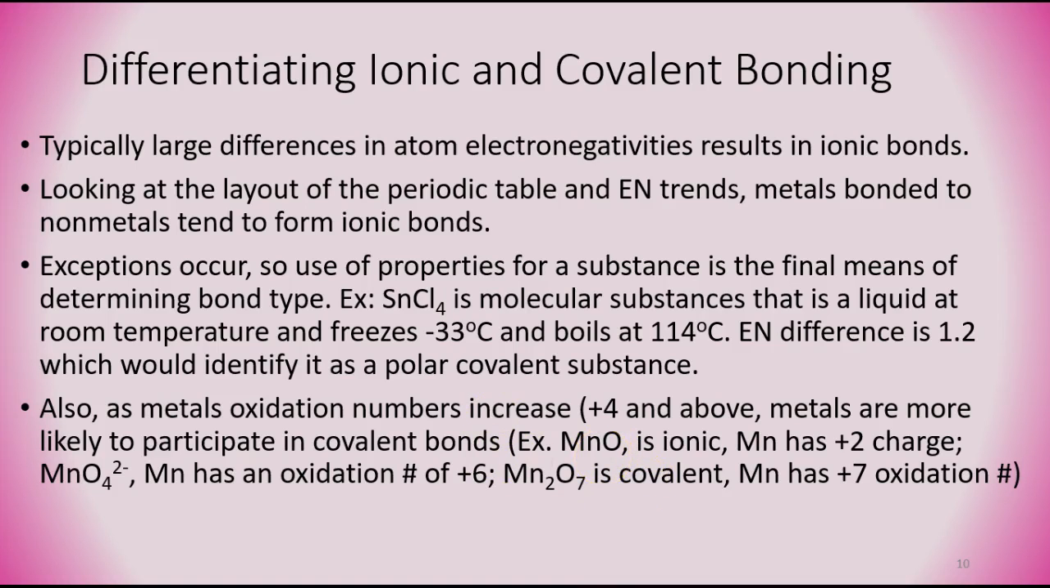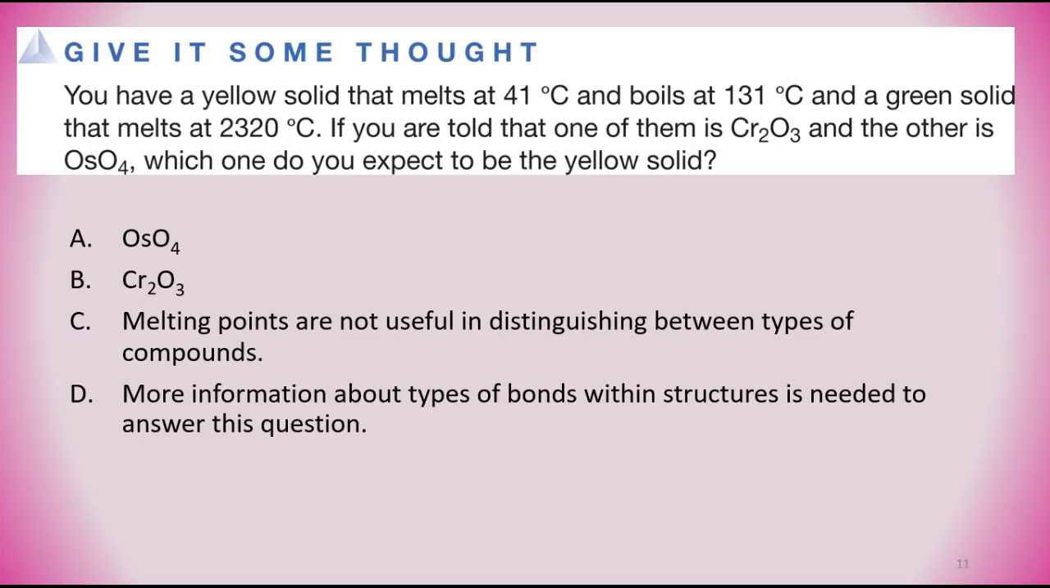So your general guideline is that there are some cases, especially with the transition metals, where once we get to a +4 and above oxidation number, you may be more likely to see that metal participating in covalent bonding than ionic. That's a good thing to have in mind. All right, so again, looking at data and properties that can be tested, we want to take that information and relate it to our predictions.